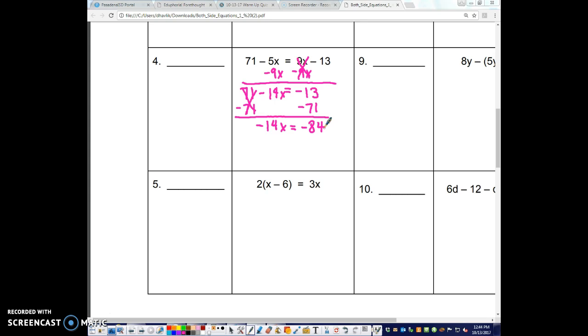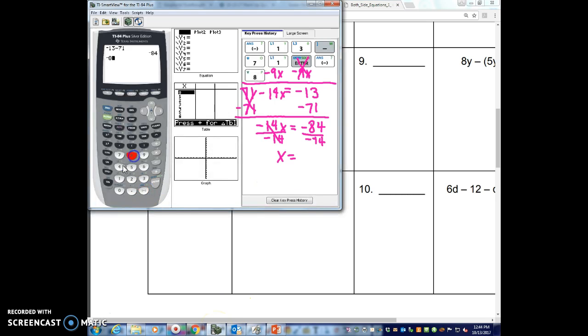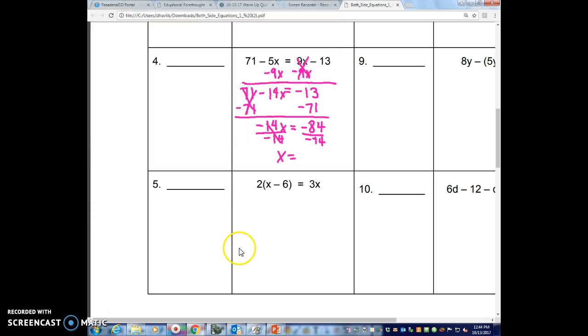What's our next step? We need to divide by negative 14. These cancel, so it's x equals, what is negative 84 divided by negative 14? Negative 84 divided by negative 14. Don't forget your negatives. Very important. It's 6. So x equals 6.